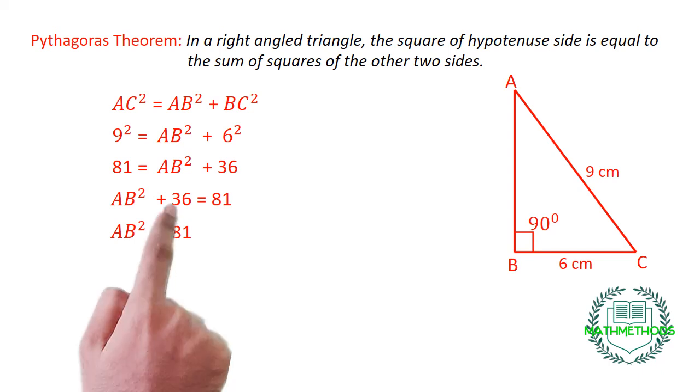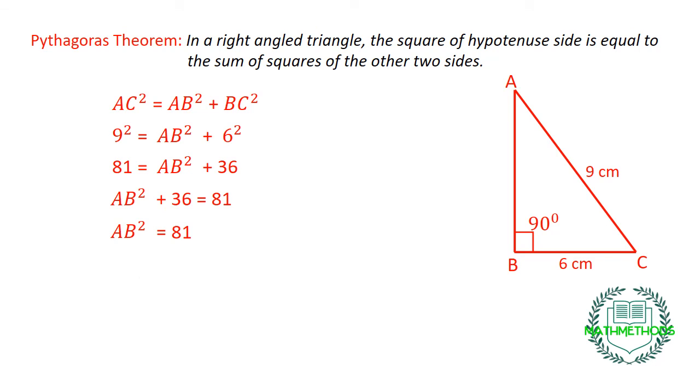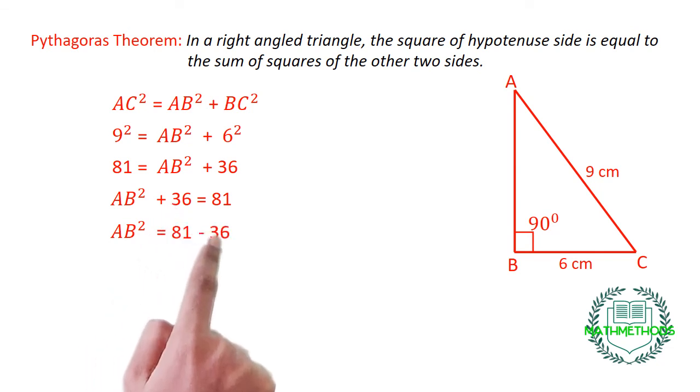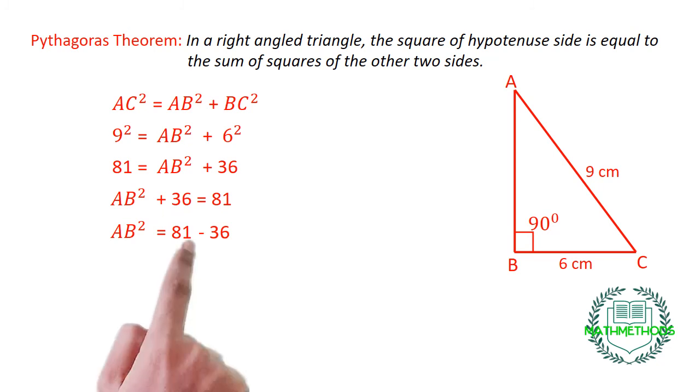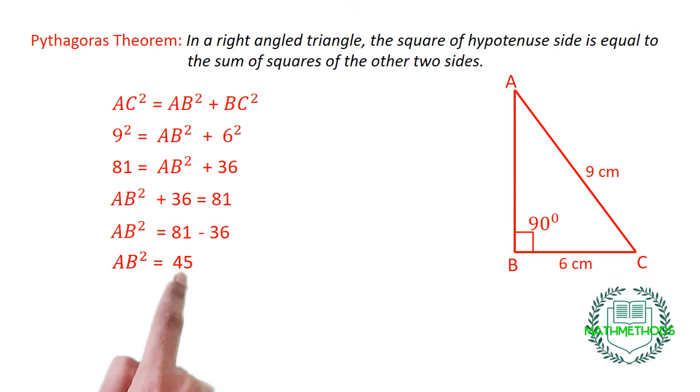We have plus 36 remaining in the left hand side. So we'll move it to the right hand side by changing its sign. So plus 36 is now going to be minus 36. 81 minus 36 is 45. Therefore, AB squared equals 45.